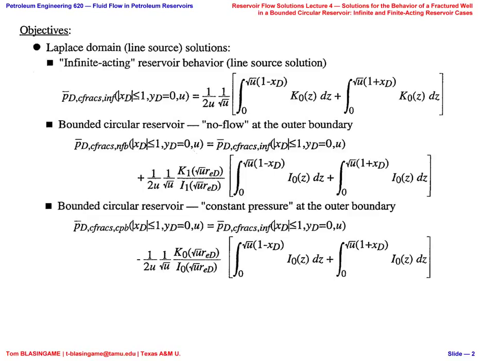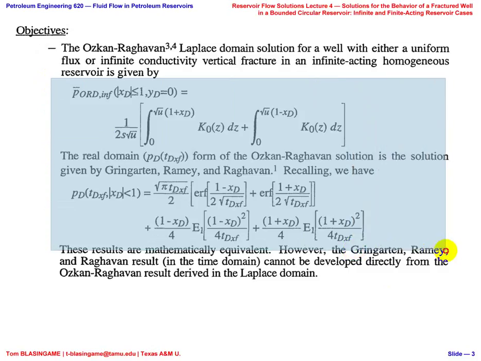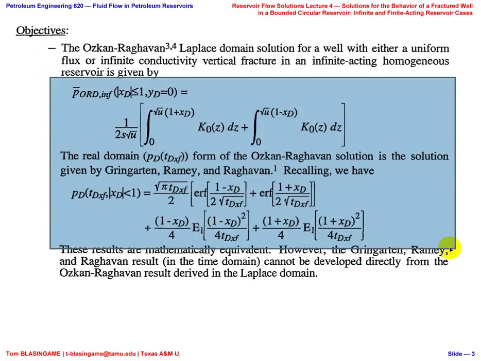Okay. Did Alex talk about how computers think? No? Computers can only do 5 operations, right? Add, subtract, multiply, divide. So somehow we're going to have an equation for K0. We'll come back to that, or I0, or whatever. So again, this is the Ozcan-Raghavan solution, and this is the Gringarten-Ramey-Raghavan solution, and their comparative here.